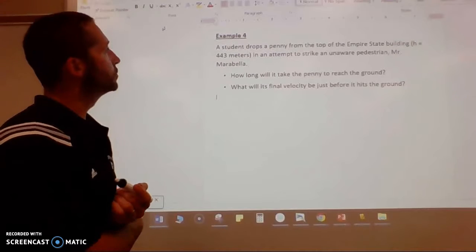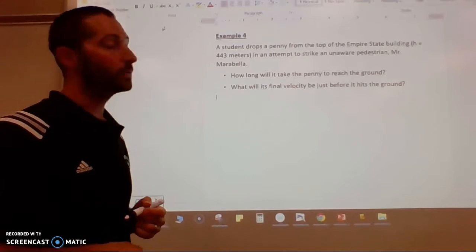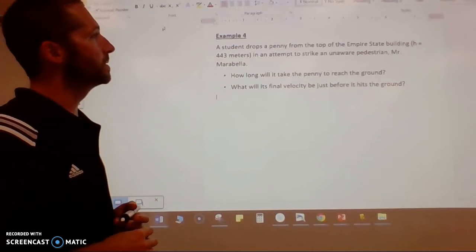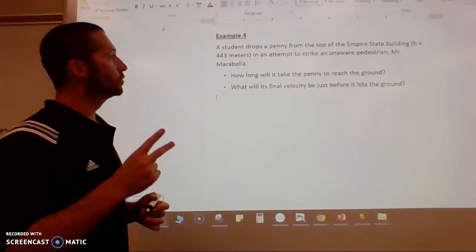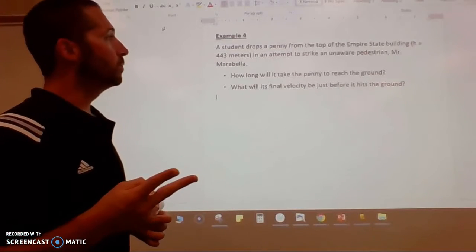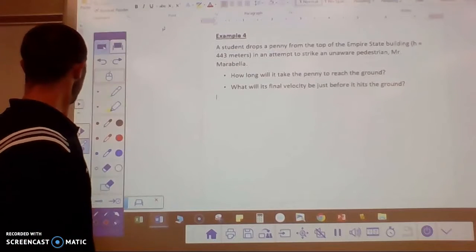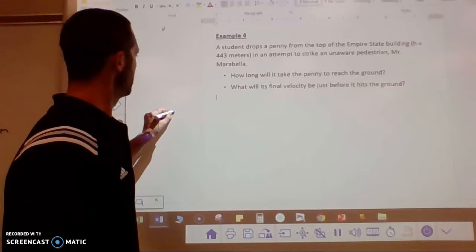So the sample problem reads: a student drops a penny from the top of the Empire State Building, which has a height of 443 meters, in an attempt to strike an unaware pedestrian, Mr. Marabella. Two questions we're going to find out. How long will it take the penny to reach the ground, and what is its final velocity before it hits the ground? Okay, so I'm going to go ahead and set up my chart.